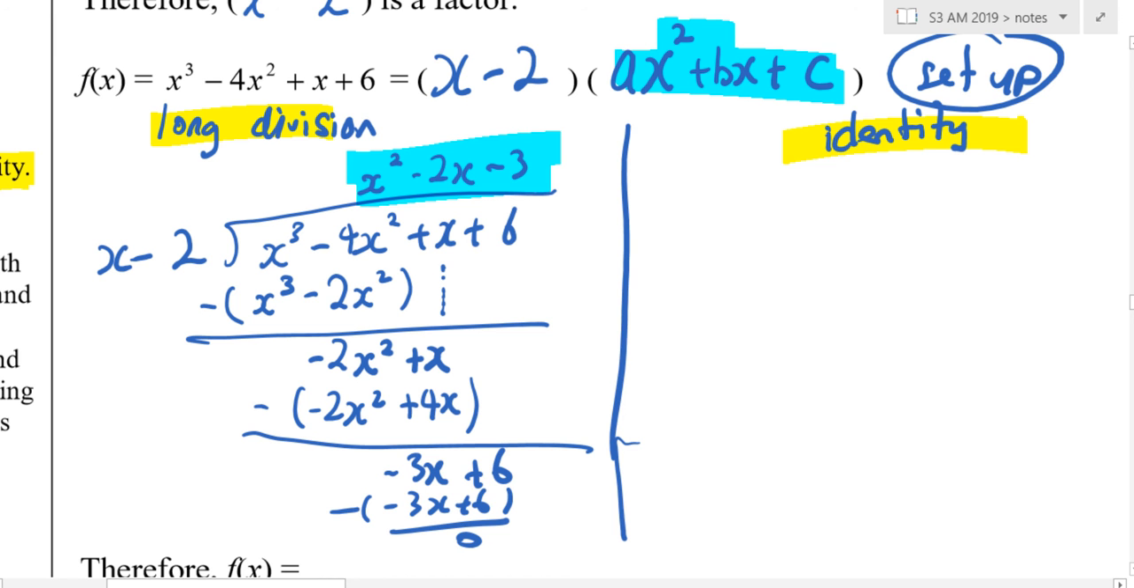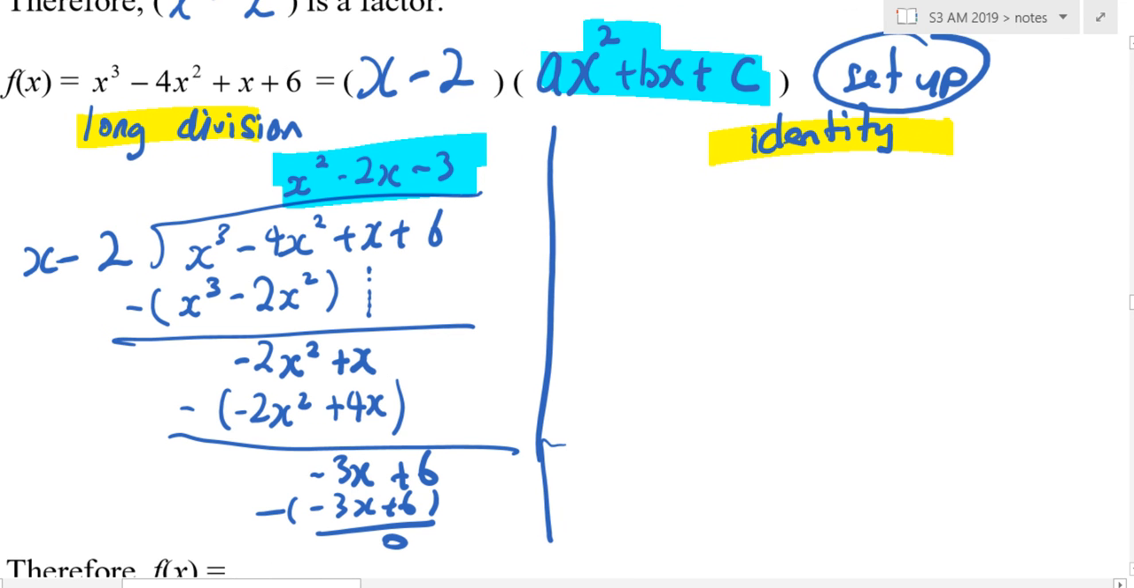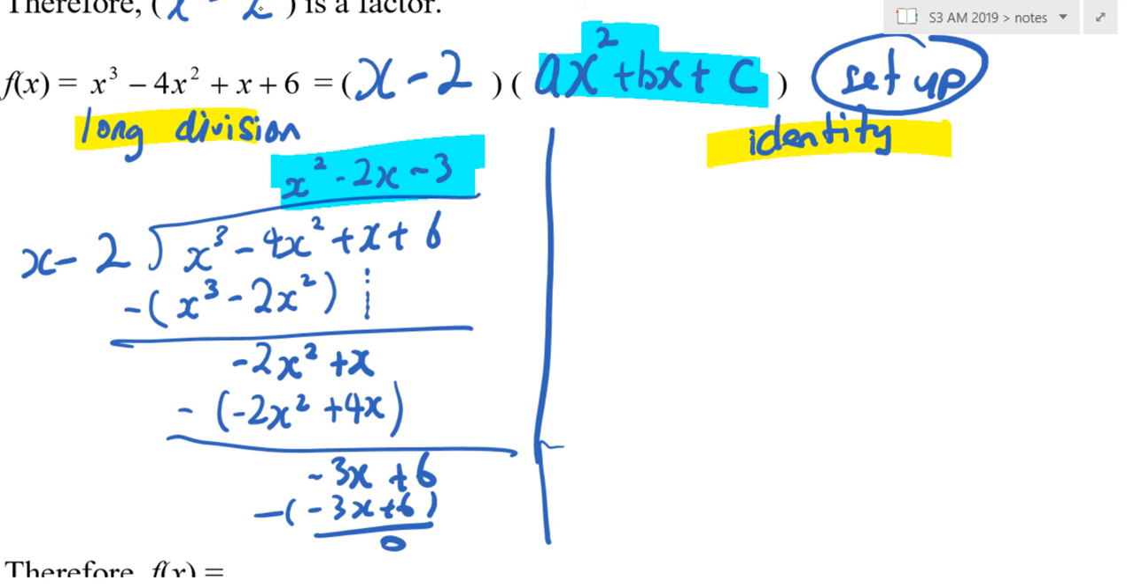Now, let's continue with the identity first. This is an OR method. Can you write down? This is an OR method. In the exam, nobody will do both. Nobody will do both. Now, let's start. How do you compare A? Compare the coefficient of what?